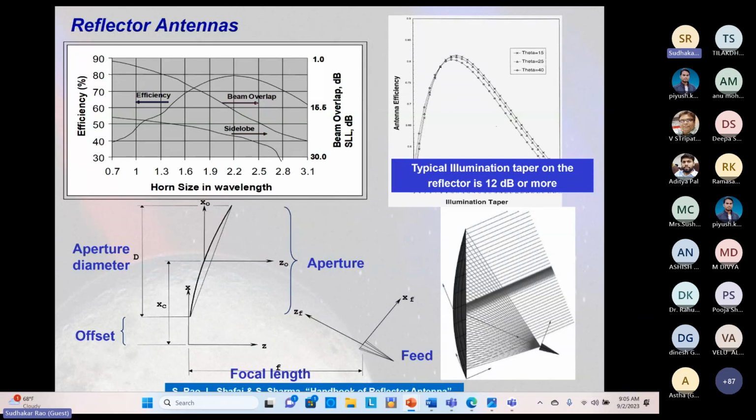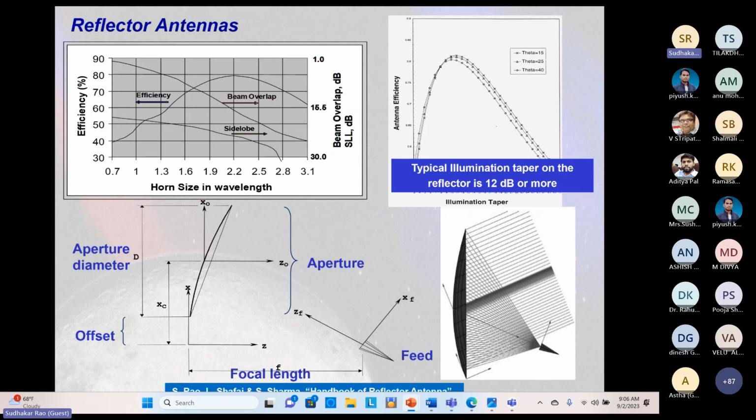The overall efficiency is what you see on the curve on the left side. For a given reflector, you can see what horn size you need to use to provide a certain taper. The maximum efficiency you can get with a reflector system is about 80%. So you need to check the efficiency all the time. Sometimes people run the software and leave it. If it is even 60% efficiency, that means it's not good, not properly designed. Always check the efficiency.